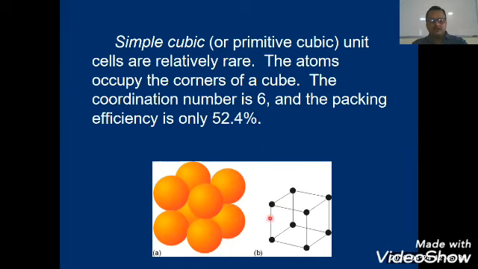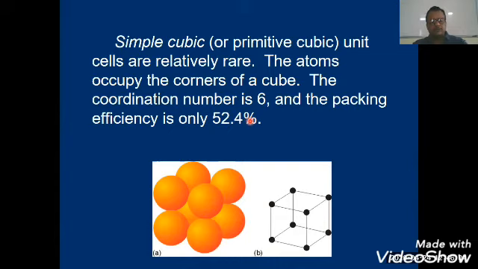Then this is a simple cubic unit cell. Units are only at the corners. So here only 52.4% volume is occupied, and so we cannot consider it as close packing. Close packing is only hexagonal close packing and cubic close packing, where the maximum volume is occupied, that is 74%. In the BCC unit cell, 68% volume is occupied. In the simple cubic unit cell, 52.4% volume is occupied.